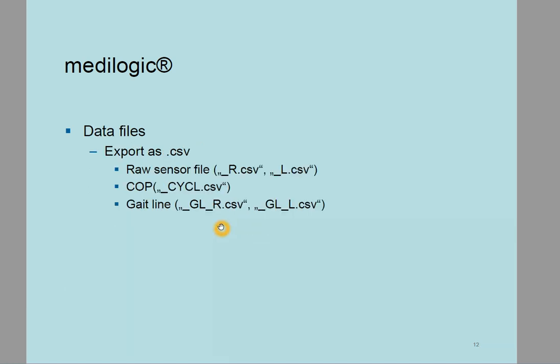The files we got from the systems are comma separated values, therefore the file ending is .csv, and you have the raw sensor files for the right foot and for the left foot, and these are the files which we are investigating. You also have a cyclogram for the center of pressure and a gait line for the right and for the left foot. So you can also load this data and plot the gait line or the center of pressure, but we are investigating the raw sensor data file.